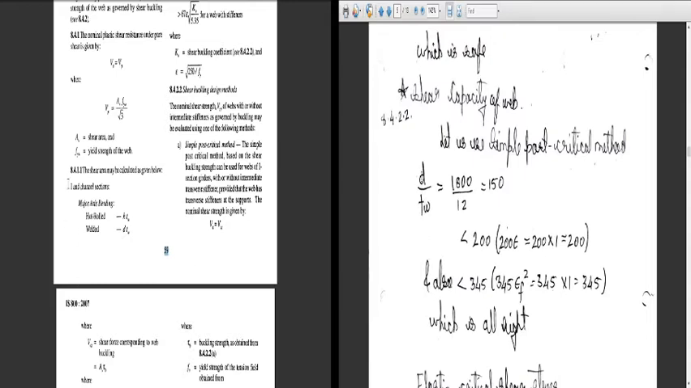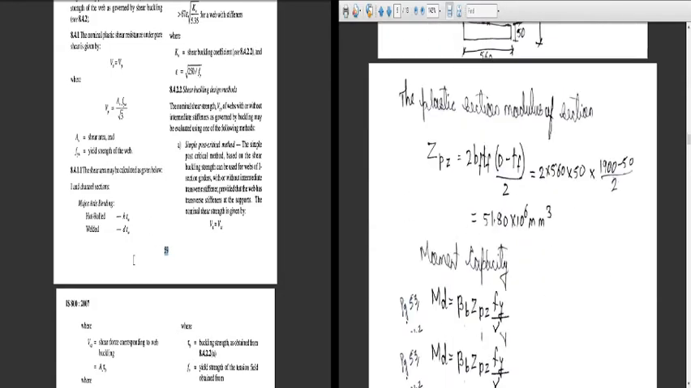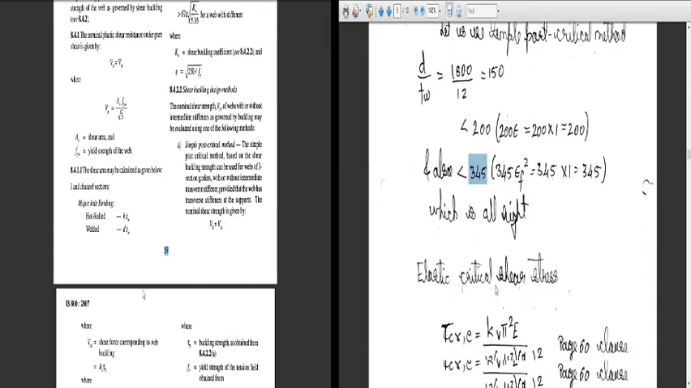Now they have used the ratio d by tw. So remember, this is everything of the web only. So d is 800, tw is 12. You can see the dimensions here: d is the depth of the web portion, so depth of the web is 800 and thickness is 12. So we will find d by tw, which works out to be 150, which is less than 200 and also less than 345 epsilon f square. So hence all of this is right.